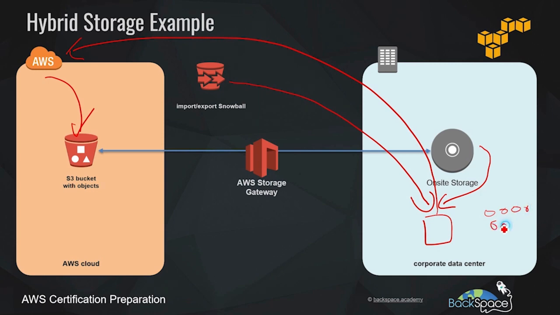But at the same time, it will store all of that data in an Amazon S3 bucket for you. So you've got the advantage of having all of the durability and availability of Amazon S3 as a disaster recovery solution. But at the same time, you've got high-speed access to your data, which is cached in the corporate data center.